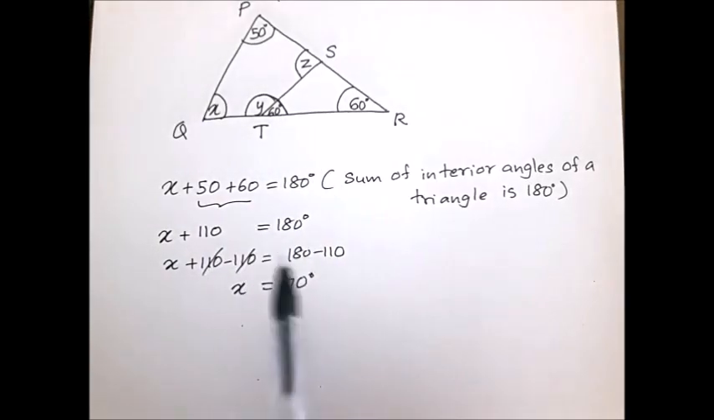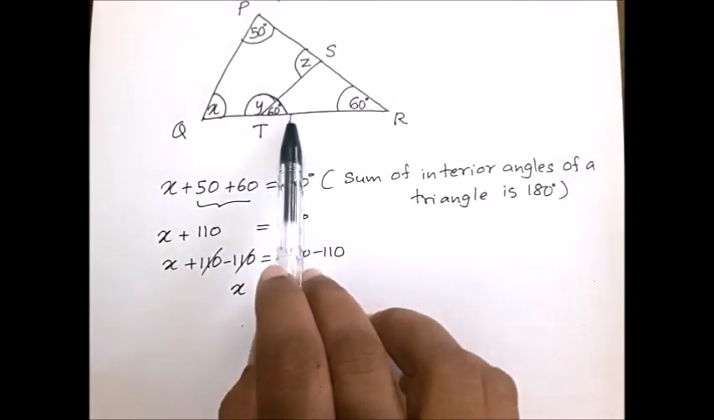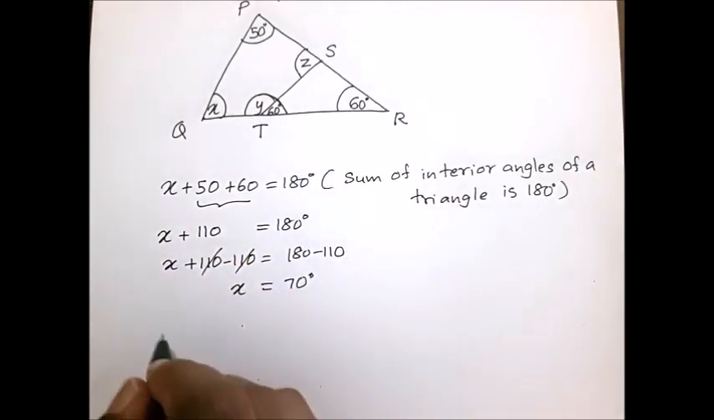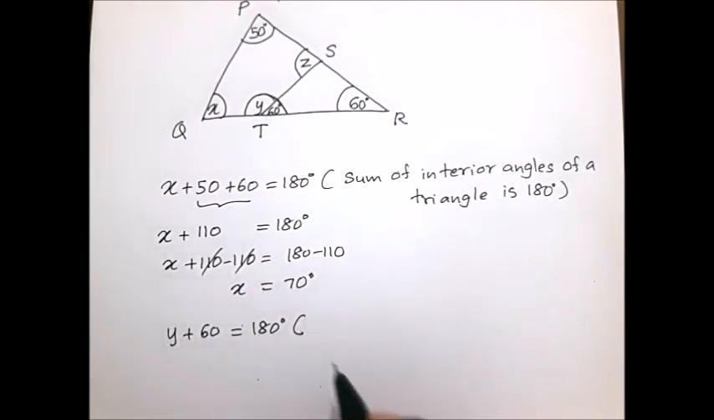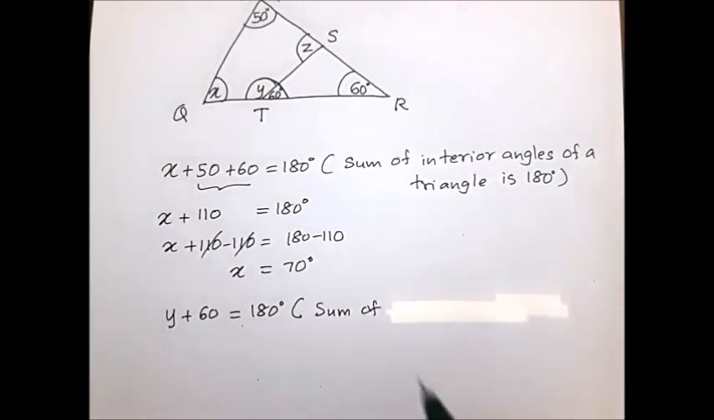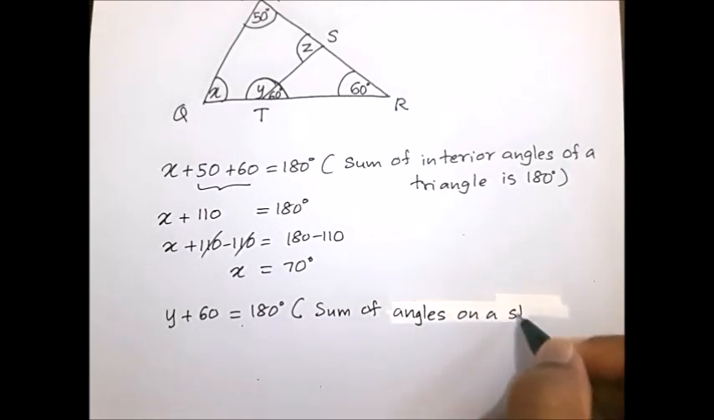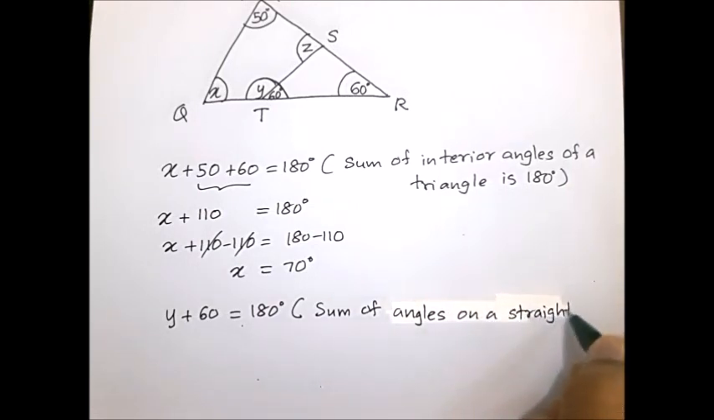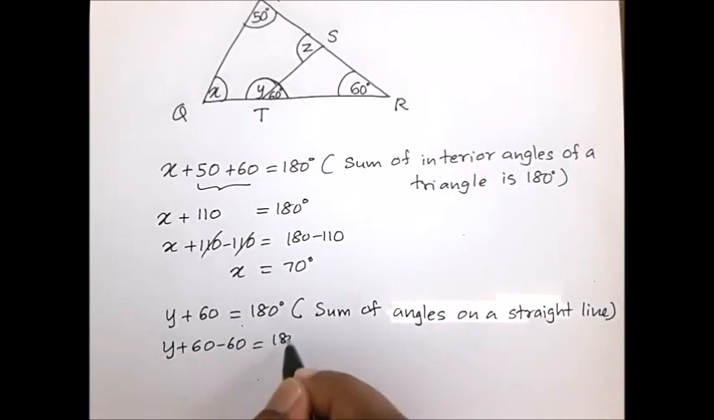Now think how you can find the magnitude of y. This is a straight line. The sum of angles on a straight line equals 180 degrees. y plus 60 equals 180 degrees. Write the reason: the sum of angles on a straight line. Then to find the value of y, remove 60, subtract from both sides. Plus 60 minus 60 cancel, y equals 120 degrees.